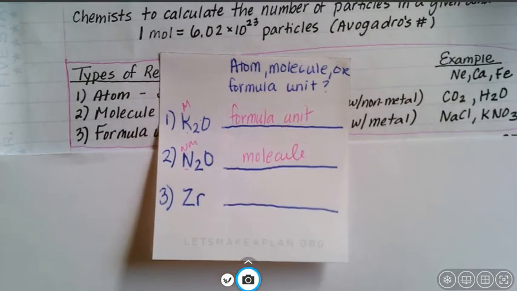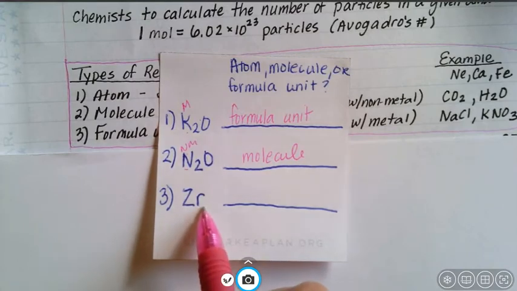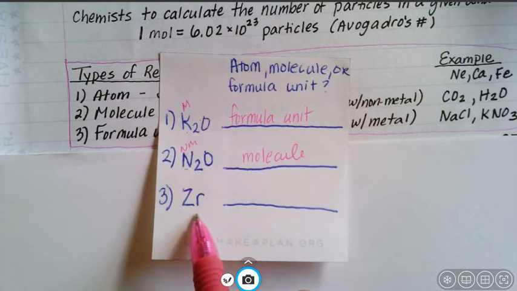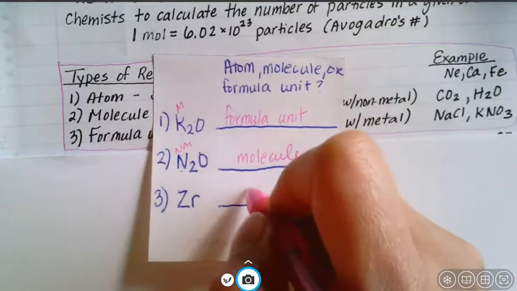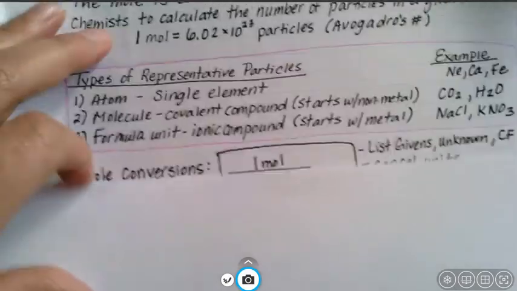All right, what about the last one? I noticed something. It's not in a compound. There's not two elements involved. So as soon as I see that, it doesn't have any subscripts. It isn't bonded with anything else. This is just an atom. All right, so you need to be able to identify these. That way, when you're doing these problems, you'll be able to tell me whether your particle is a formula unit, a molecule, or an atom. Okay.